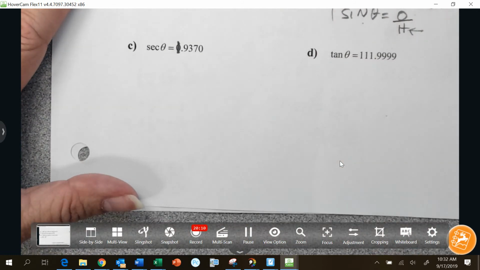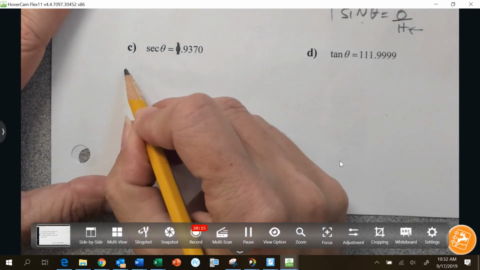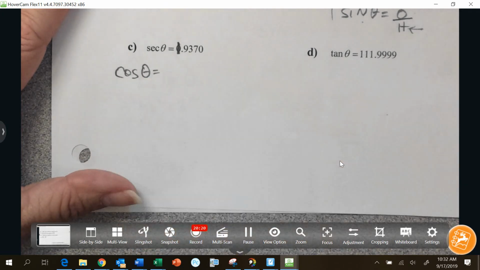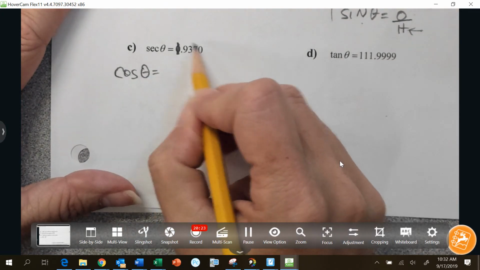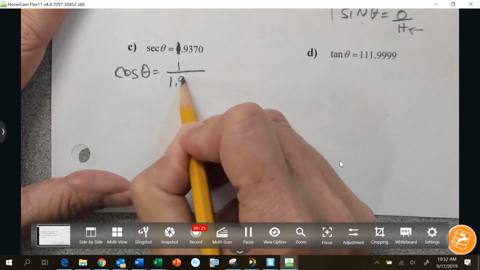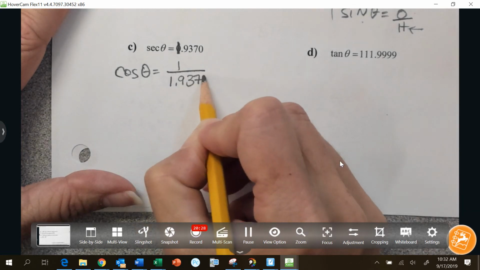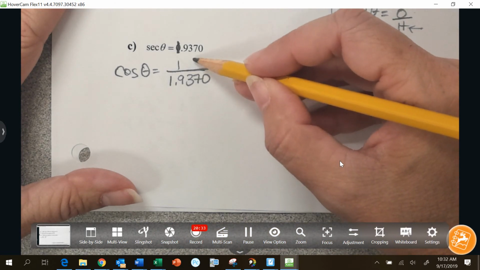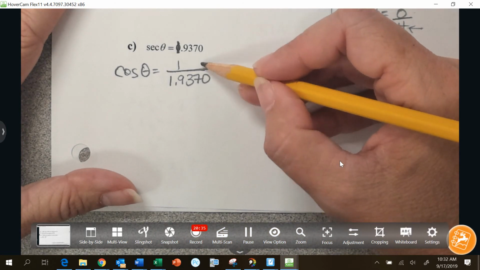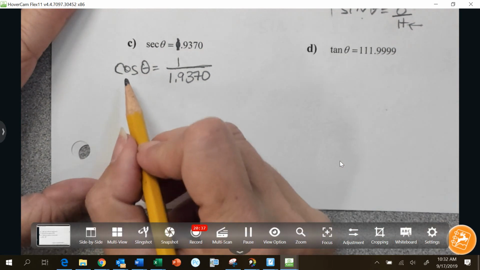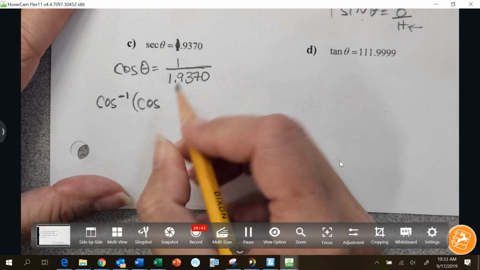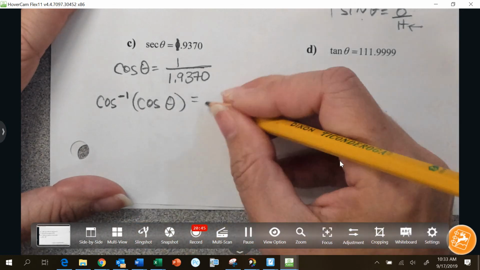Is there a secant inverse button on our calculator? There's not. Okay, and we need to have cosine instead. How do I make secant into cosine? 1 over 1.9370. Will this one work when I type it in my calculator? Is this top smaller than the bottom? Okay, just making sure. So now to get theta by itself, we inverse cosine, both sides.